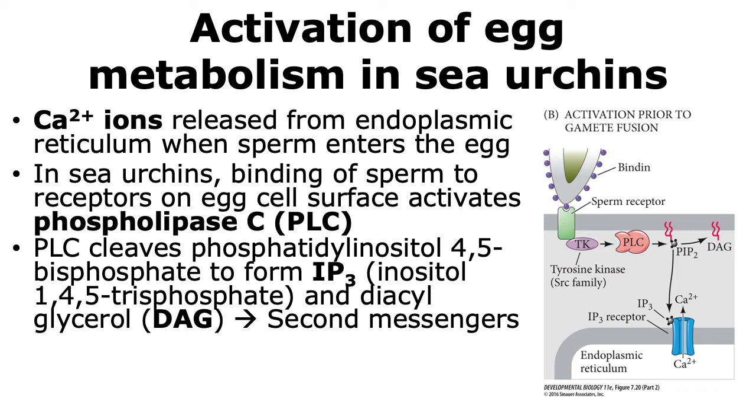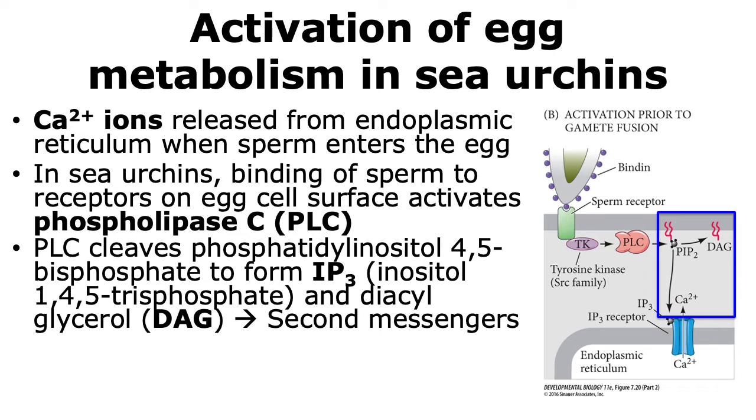Now, phospholipase C will cleave one of the phospholipids called phosphatidylinositol 4,5-bisphosphate, which is also called PIP2. PIP2 gets cleaved to form two second messengers. One is called IP3 and the other is diacylglycerol. And that is what we are seeing in the blue box, where a phospholipid called phosphatidylinositol 4,5-bisphosphate, or PIP2, is cleaved by phospholipase C into two products, diacylglycerol and IP3.